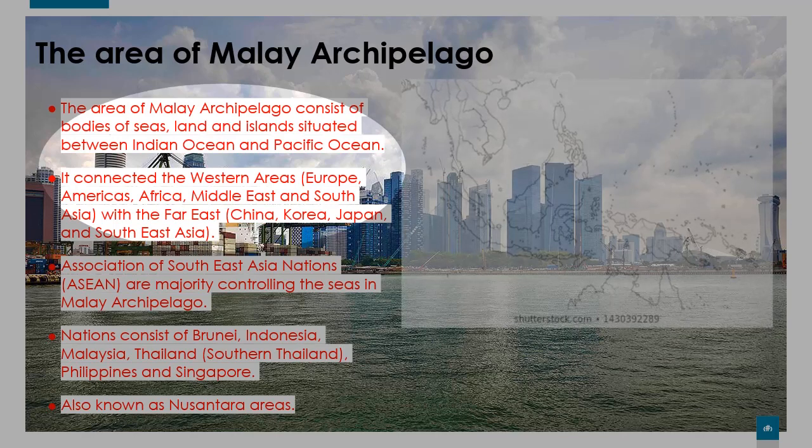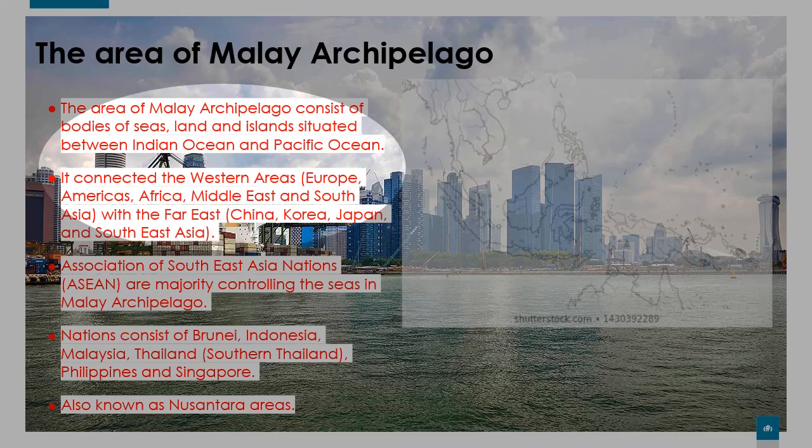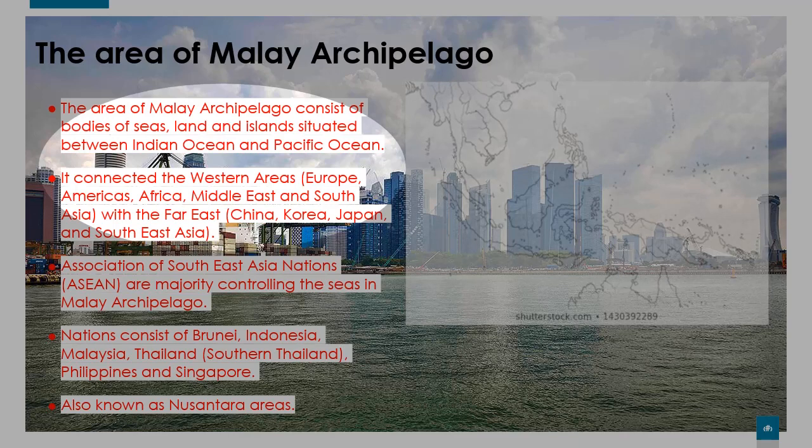The area of the Malay Archipelago is strategic. This area connects the east with the west. It hosts major global sea routes connecting trade between Europe, Africa, the Middle East and the Indian continent with the Far East.